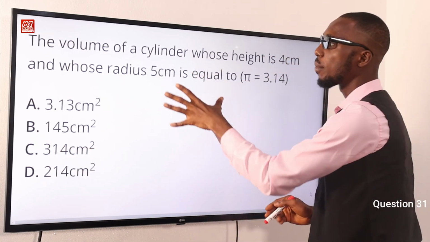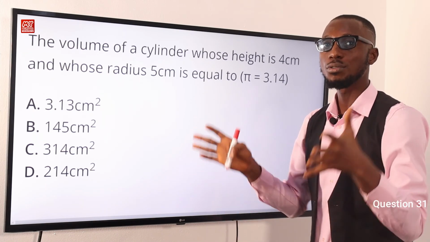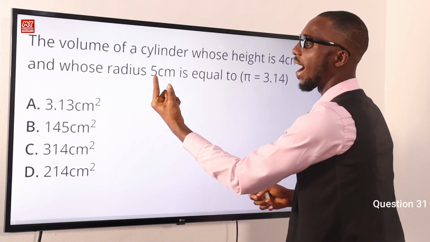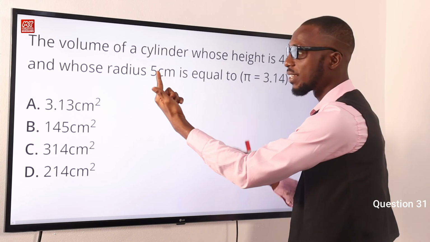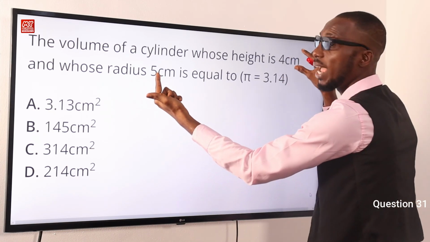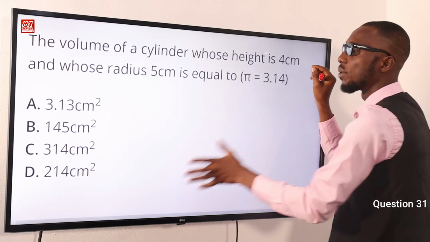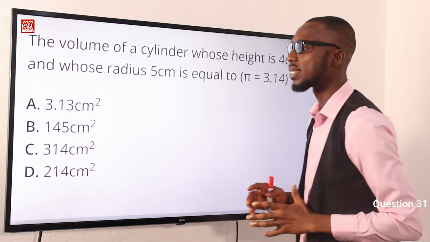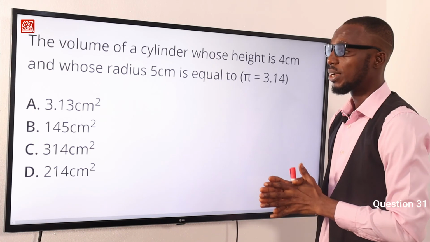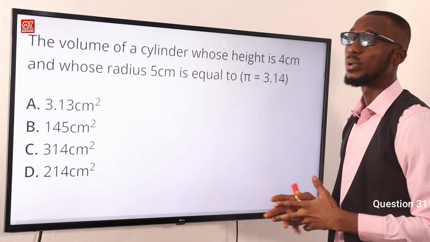I repeat, volume of a cylinder is pi r square h. So pi r square, that is 5 times 5, that is 25, times h, that is 4, gives 100. 100 times the pi given as 3.14 gives us 314 centimeter cube. So the correct option here is option C, 314.